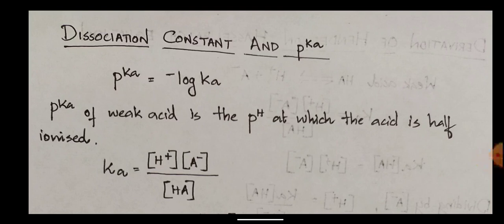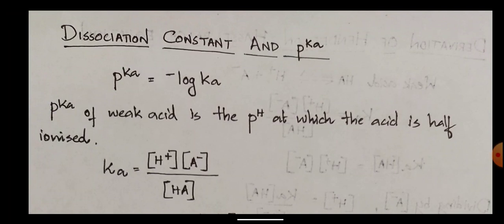pKa equals negative log of Ka, just like that of what? pH. pH is the negative logarithm to the base 10 of hydrogen ion concentration. Similarly, pKa is equal to negative log of Ka. The pKa of a weak acid is the pH at which the acid is half ionized. It will be explained in detail when I discuss the Henderson-Hasselbalch equation.